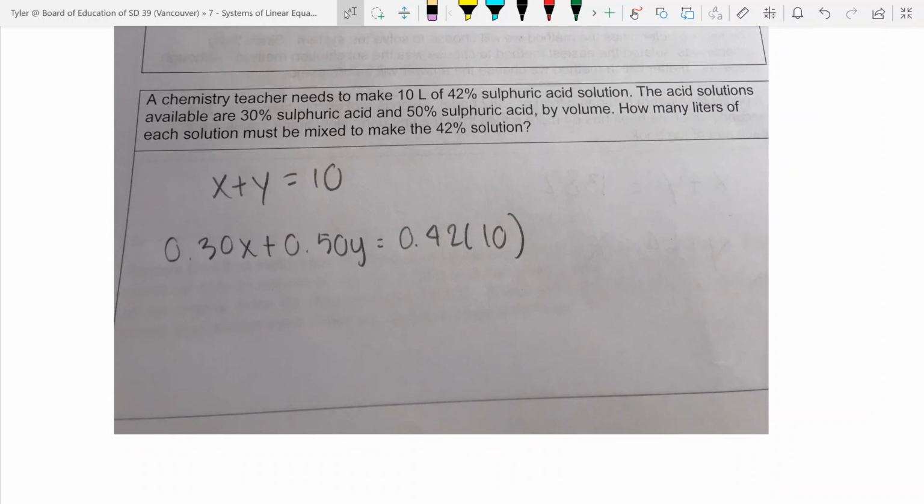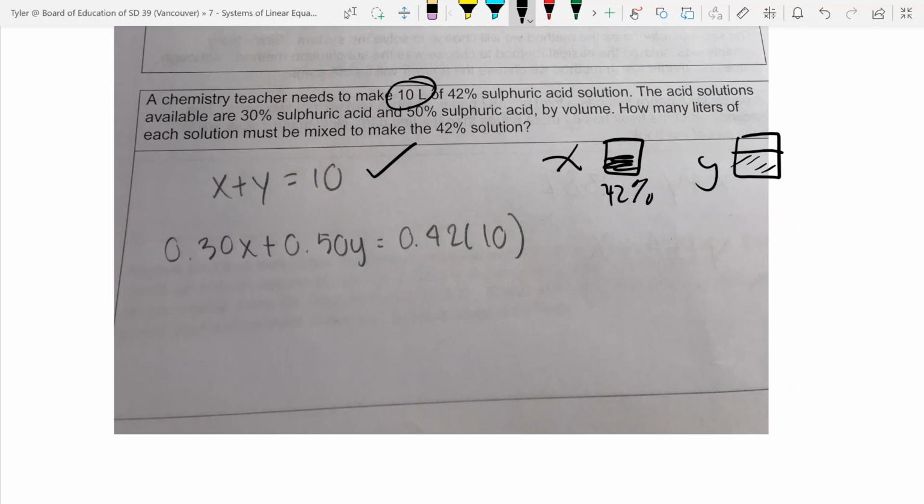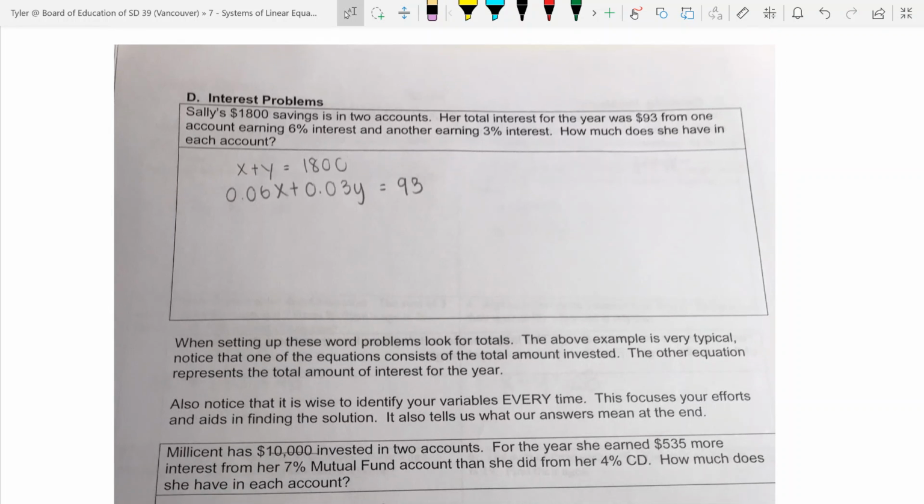Chemistry teacher needs to make 10 liters. So we got 10 liters total, so X plus Y is 10. X is going to be the amount of the first solution, and Y is going to be the amount of the second solution. X would be the 30% one, and Y would be the 50%. So we have the 30% solution times the amount, plus the 50% solution times the amount, equals the final, which is 42% of 10 liters. So this equation's right.